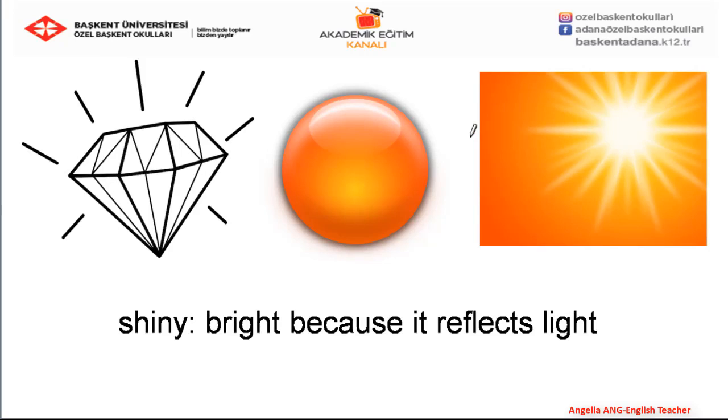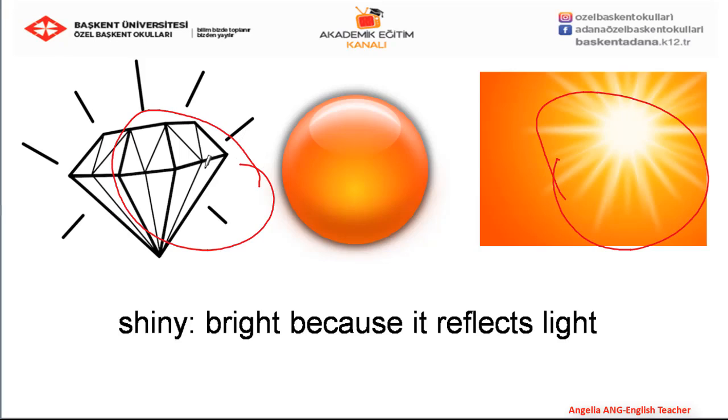Shiny. Shiny means bright because it reflects light. This is the light, and it's a diamond. If you put a diamond under the light, you will see it's shining. And look at this ball. It reflects the light, so you can see it is shining.